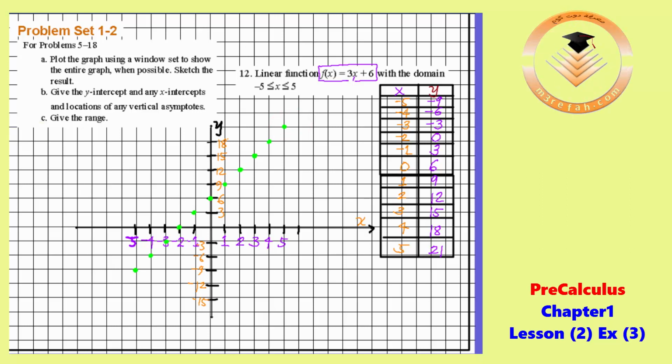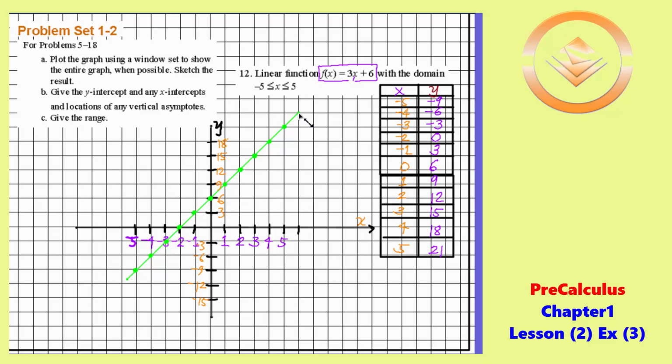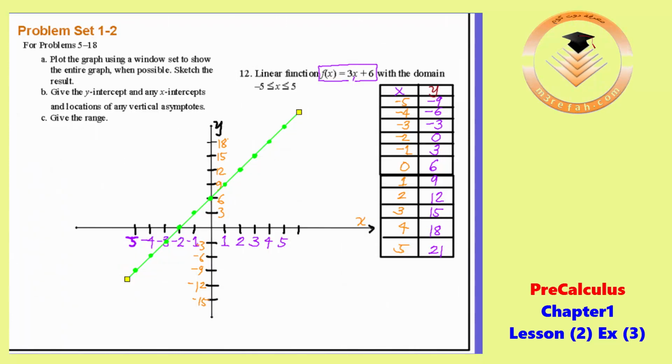bring you into a linear graph. Let me extend that for a while. Okay, a line that is the function 3x plus 6. So if you notice, let's take this grid here. Okay, now we have a perfect line here.